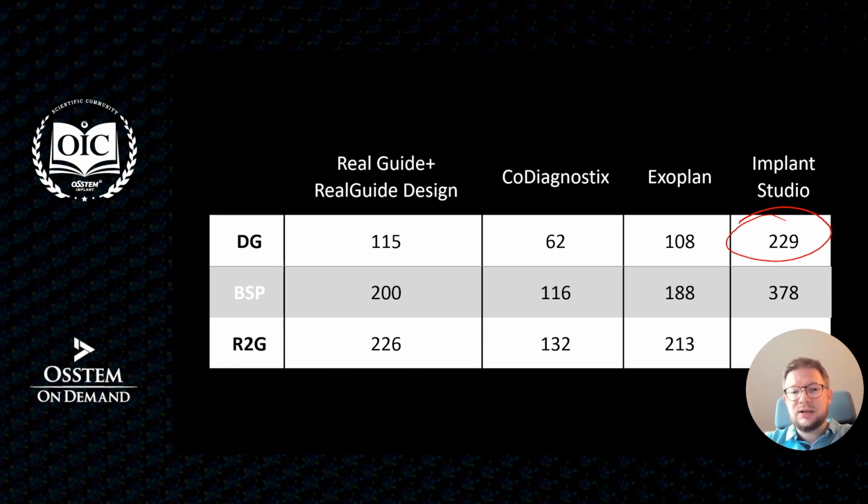If we have something cheaper, like Exoplan, it's about, I don't know, 100 to 200 cases to be done with those softwares to reach the price. With Co-diagnostiX it is even cheaper, 60 to 132 cases with this kind of software. So the outcome of that comparison is that if you do a limited amount of cases, the pay-per-use software could be just a better option for you in terms of pricing.